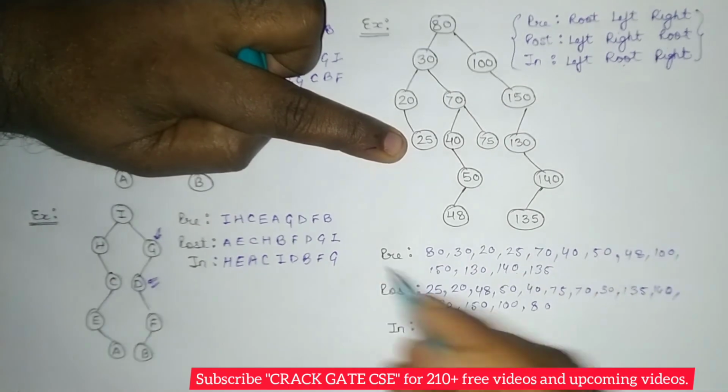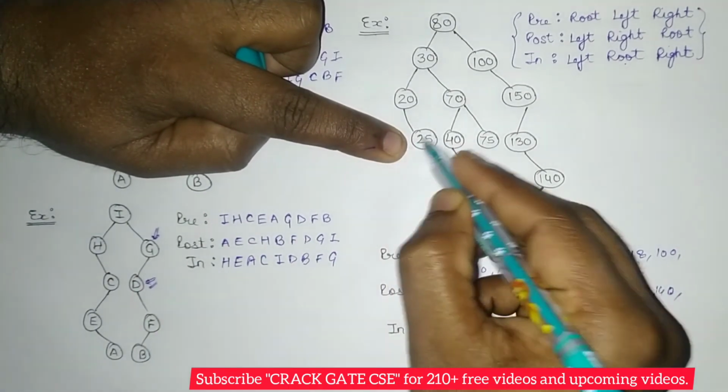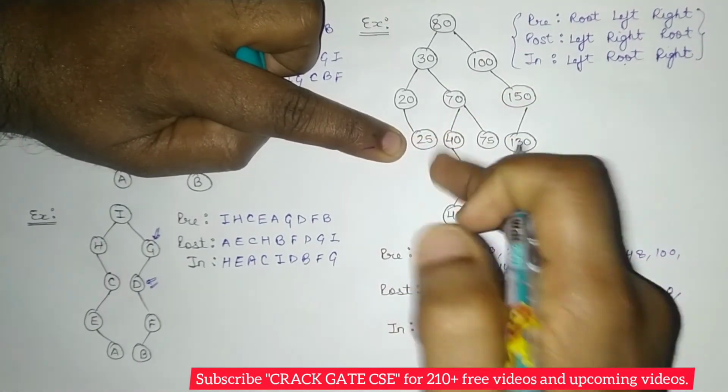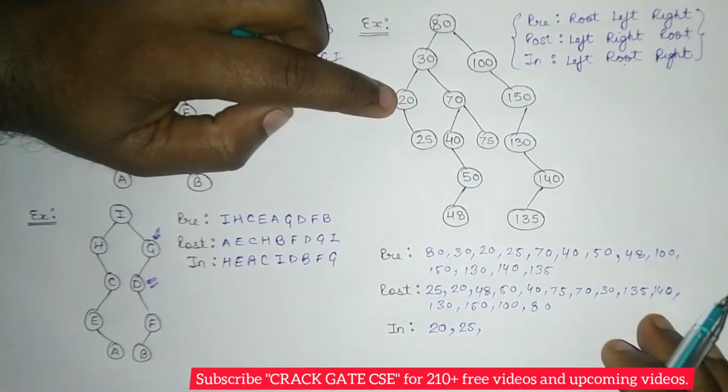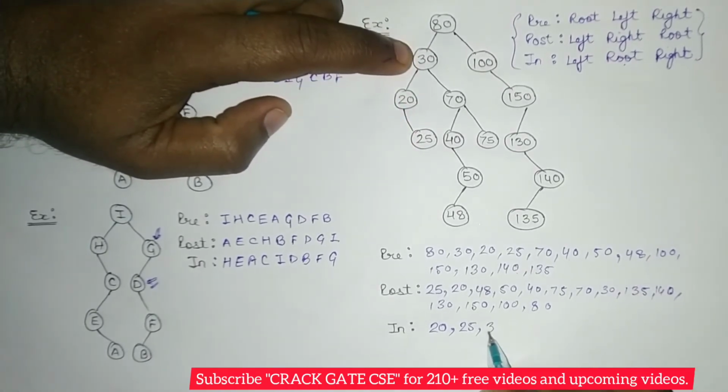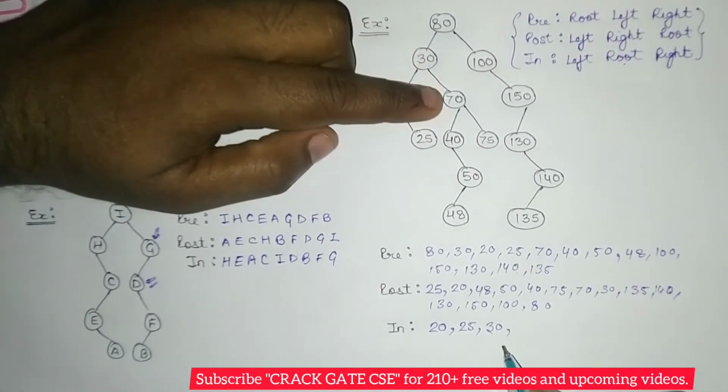That means 25. Now for 25 there is no left, so after checking left, print the root. Then check right, no right, so backtrack. So 25 is done, 20 is done. For this 30, left is done, that means print 30, which is the root. Now move on to the right.